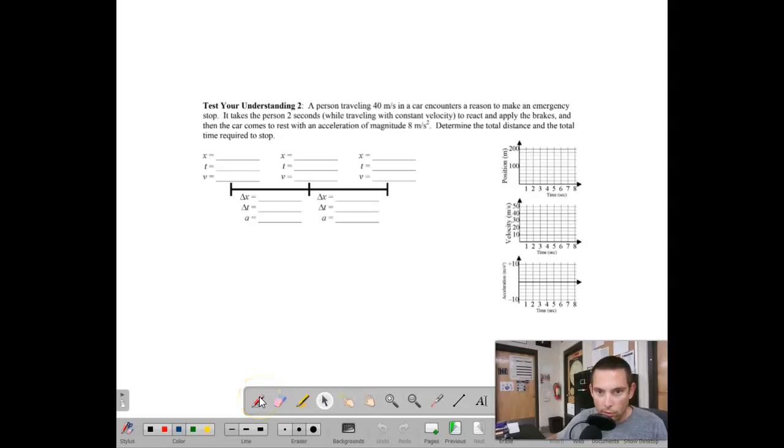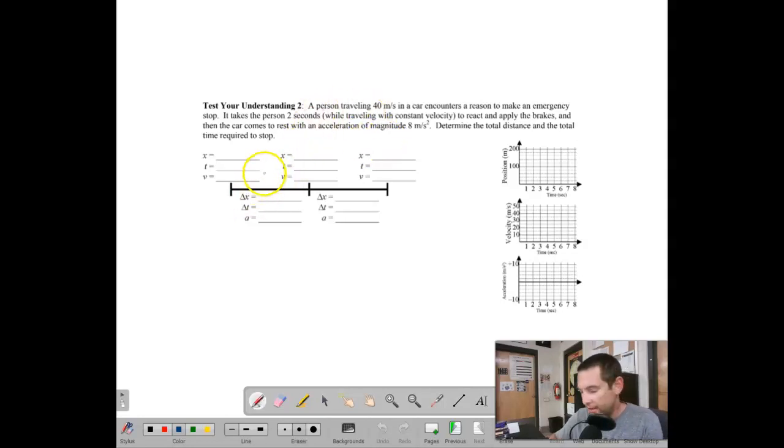All right, so test your understanding number 2. A person traveling 40 meters per second in a car encounters a reason to make an emergency stop. It takes the person 2 seconds, while traveling with a constant velocity, to react and apply the brakes. And then the car comes to rest with an acceleration of magnitude 8 meters per second squared. Determine the total distance and the total time required to stop.